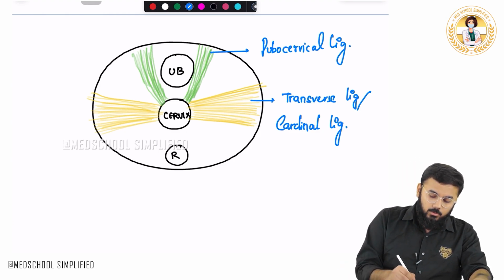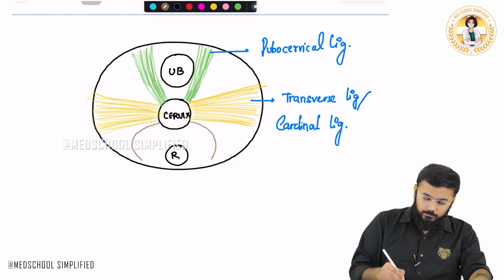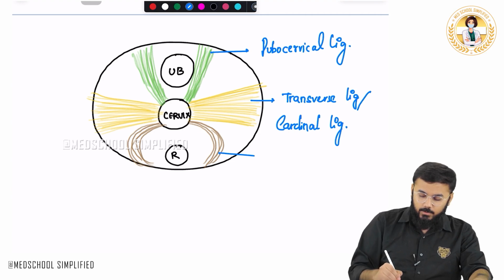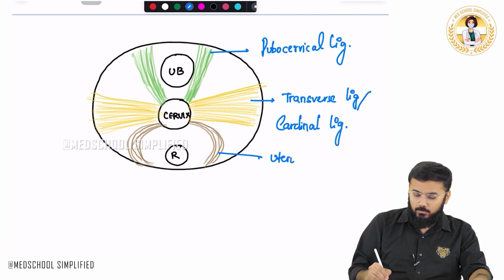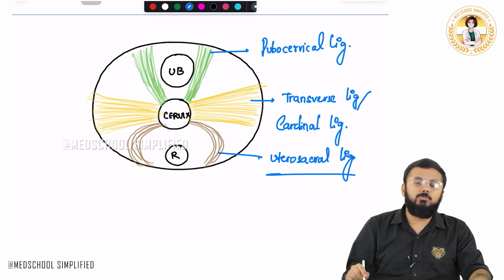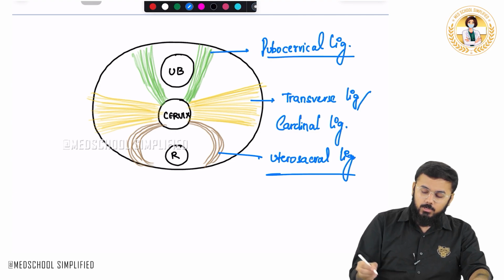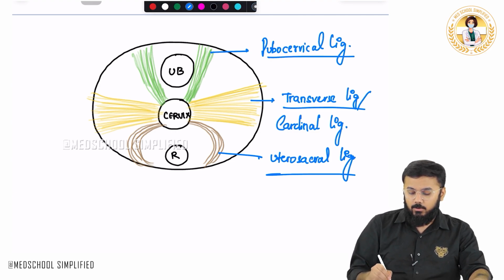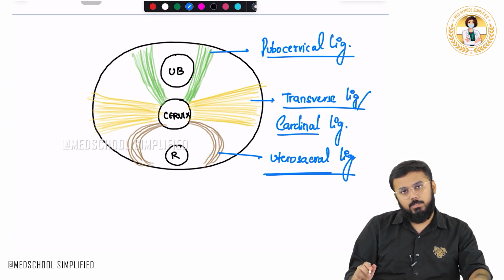Okay. So, this would be that uterosacral ligament all the way like this. Okay. So, this particular ligament over here is called as your uterosacral ligament. So, what are the different ligaments which you can see over here? One is called as a pubo-cervical, transverse ligament or cardinal ligament. Another one is called as your uterosacral ligament.